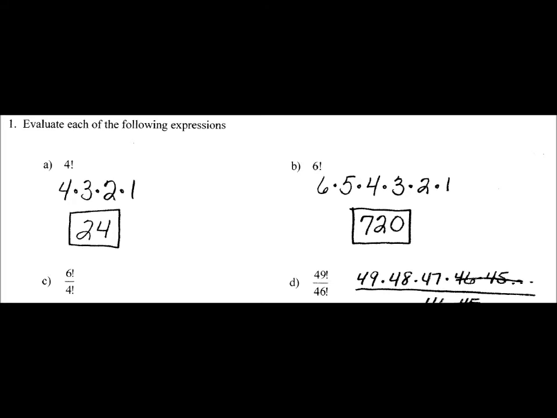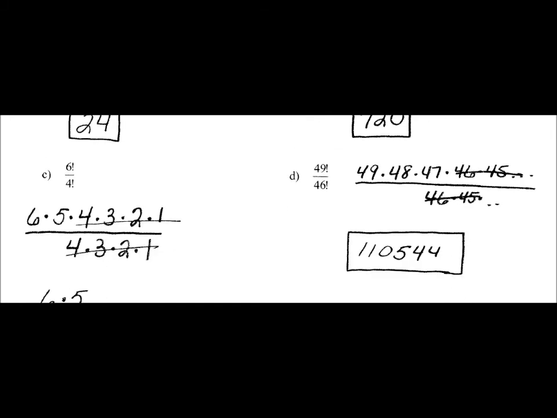In example A, they ask us to find the value of 4 factorial. 4 factorial is 4 times 3 times 2 times 1, which is 24. In B, 6 factorial is 6 times 5 times 4 times 3 times 2 times 1. Numbers starting at 6 going all the way down to 1, and we multiply those together to get 720.